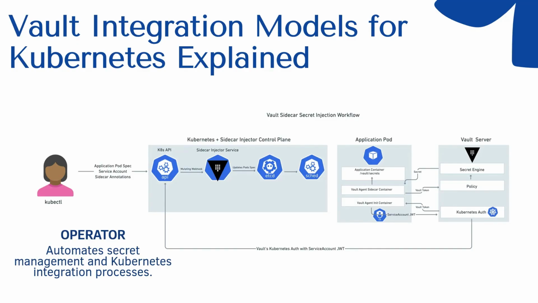The strengths: you have a perfect fit for GitOps. It uses native Kubernetes secrets. It supports rotation, rollout automation, and strong governance and observability. But the trade-offs are: the secret exists in etcd, encrypted but still there. It's less suitable for ultra-sensitive secrets, and you have operator dependence.